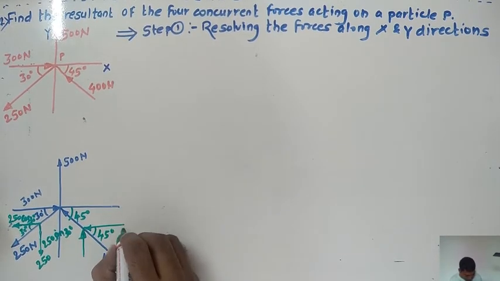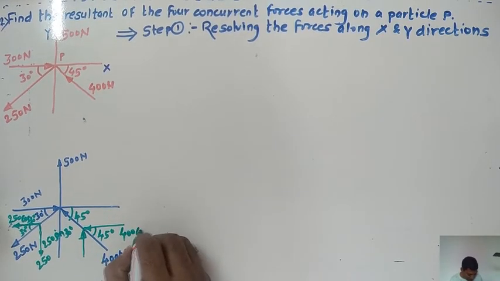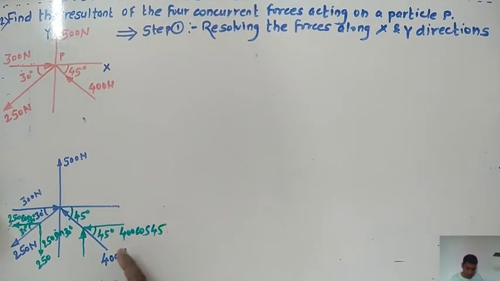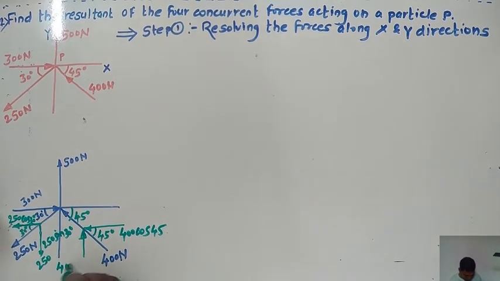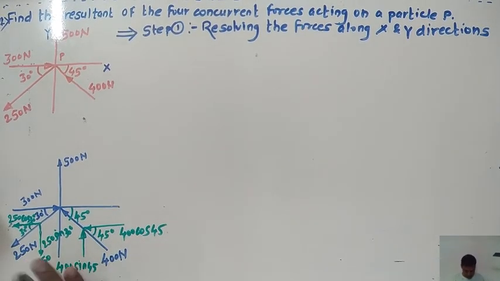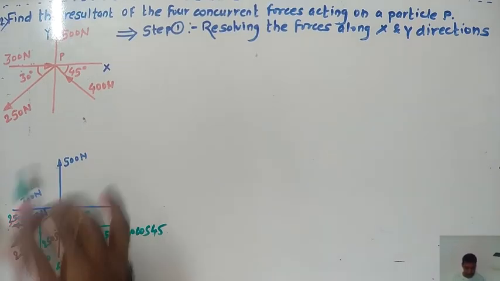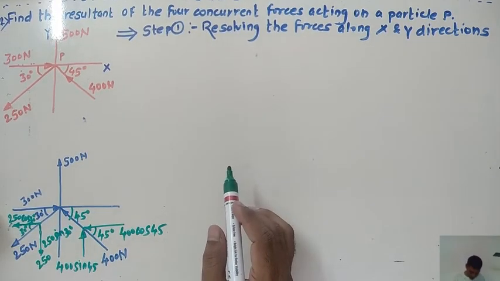So what about this component? As per our previous discussion, the component adjacent to the angle is nothing but the cos component. So this force component must be 400 cos of 45. So what about this one? This must be 400 sine of 45. So in this way we can resolve all the inclined forces. Okay, so two forces in the system are in inclined directions, and apart from this, the other two forces are one in the horizontal direction and another in the vertical direction. Okay, so this is about the first step.